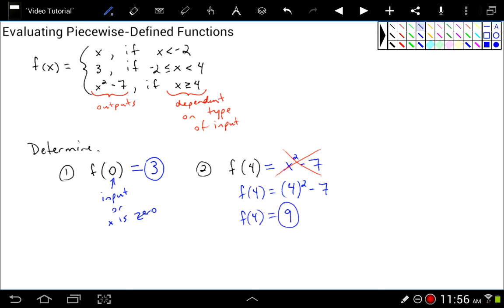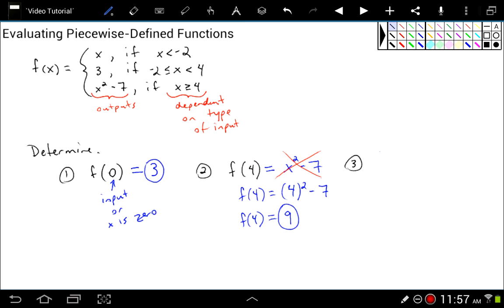Okay? And then my last one, let's look at f of -3. Well, my x value is -3, which is less than -2. So this is what I'm going to use, and my output is x. That tricks people up too. Well, x is -3, so the output is -3. So anytime your output is x, your output is the same thing as your input. Okay? Don't let that confuse you.